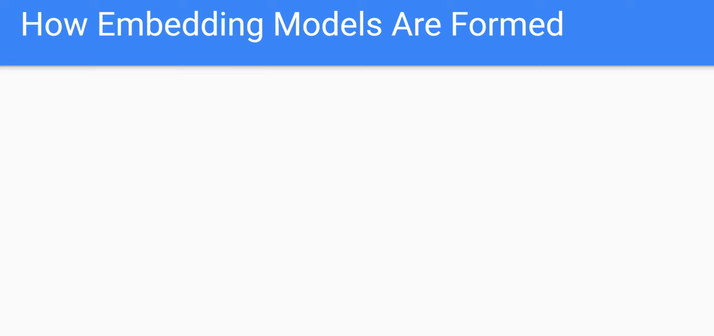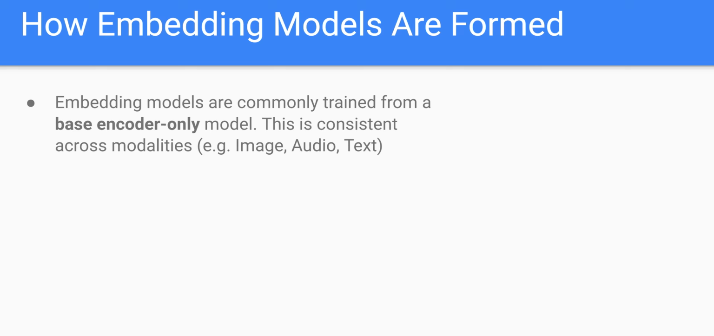So in this section, we're going to dive deep into how embedding models are formed, the different types of embedding models, and even how they are trained. And so embedding models are commonly trained from a base encoder only model. And from what I researched, this is consistent across modalities: image, audio, and text. And so what do I mean by a base encoder only model?